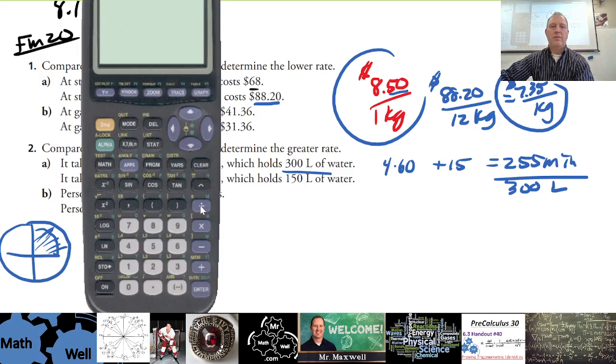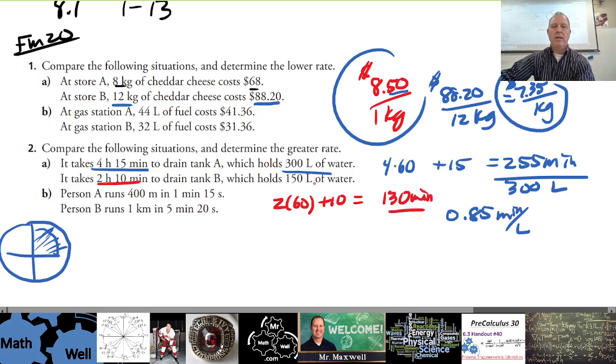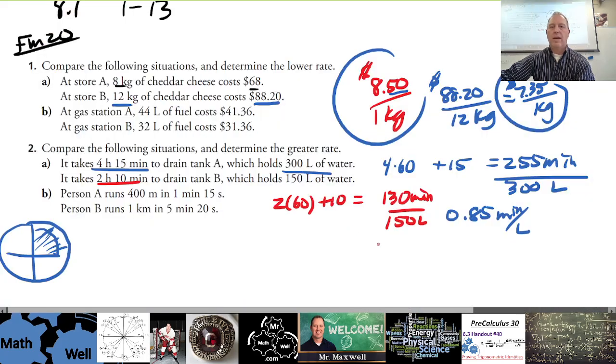So 255 divided by 300 is 0.85. So 0.85, that's minutes per liter. The second one, we'll do this in red. 2 hours and 10 minutes. Well, that's 2 times 60 plus 10, which is 130 minutes. Divided by, now how many liters of water does it take? 150 liters. So we do 130 divided by 150.